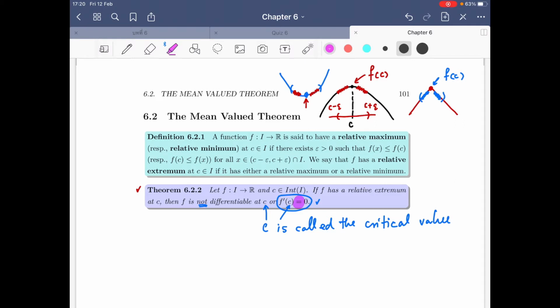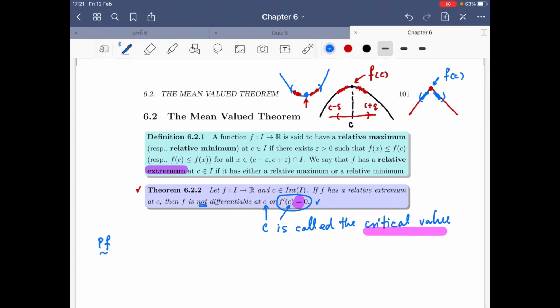So to find the critical value is to find a good candidate for your relative maximum or relative minimum. And if we talk about both of them together, we are going to use the word extremum.